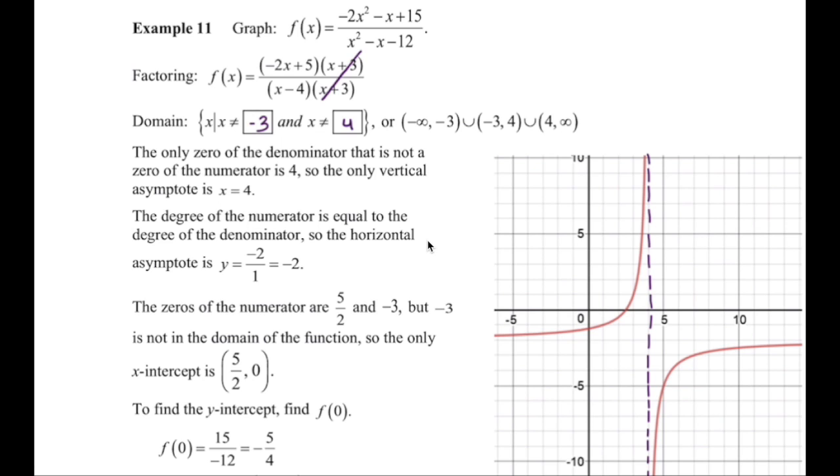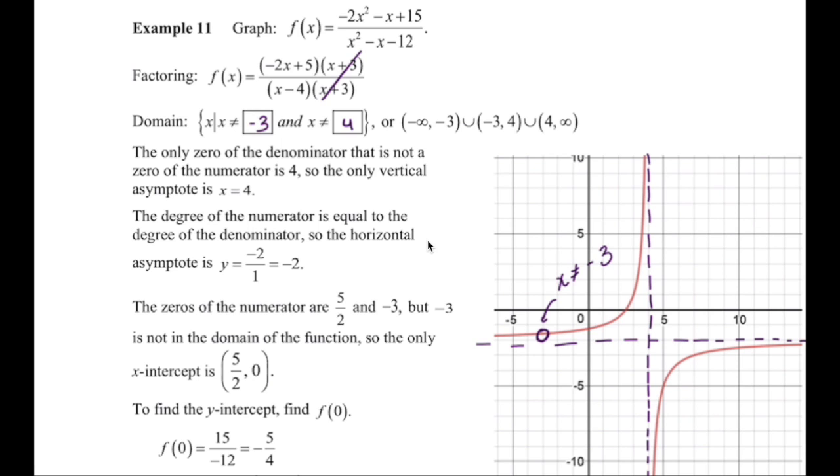And at x equals negative 3, since that's the place where we canceled out, there's going to be a hole here because x cannot equal negative 3. When I'm looking at the degrees, I see that they have the same degree. So our horizontal asymptote will be our coefficients, negative 2 over 1, or negative 2. So I know that I'm going to have a horizontal asymptote here.